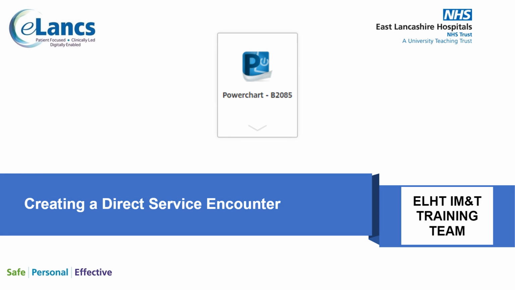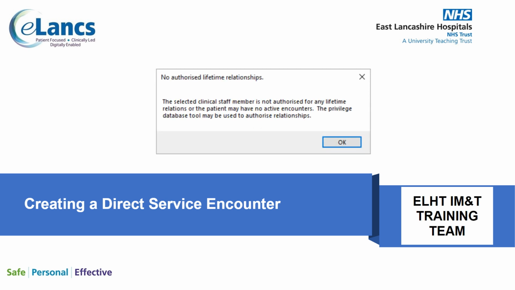Today we're looking at PowerChart and specifically how to create a direct service encounter. What will appear on screen now will be an image of a pop-up that appears if a patient doesn't have any encounters. This will appear after you search for a patient, double-click to select them, input the facility, and this pop-up will appear. It means you will need to create a direct service encounter if you wish to, for example, place an order on that patient. And this short video will explain how to do that.